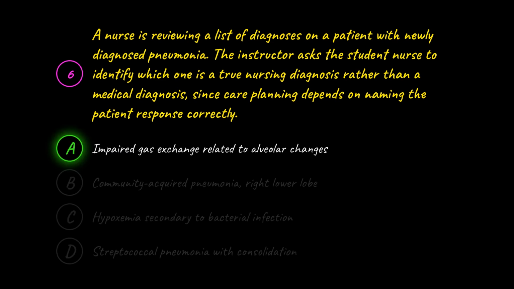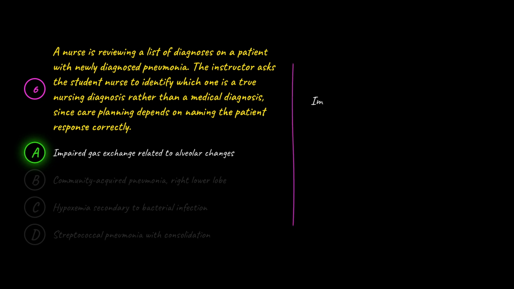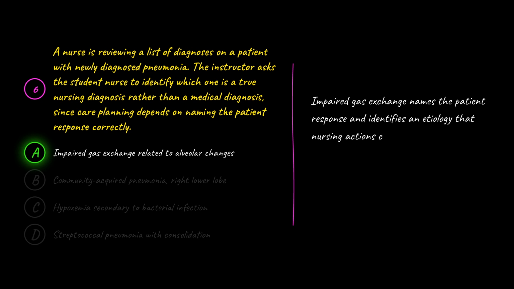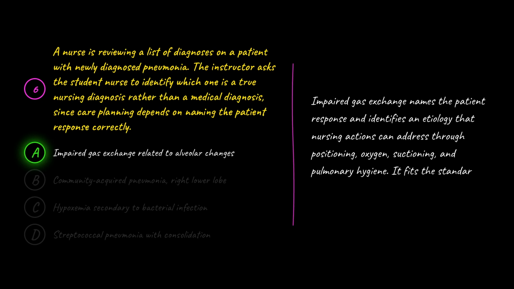The correct answer is A. Impaired gas exchange related to alveolar changes. A is correct because impaired gas exchange names the patient response and identifies an etiology that nursing actions can address through positioning, oxygen, suctioning, and pulmonary hygiene. It fits the standard structure of a nursing diagnosis.